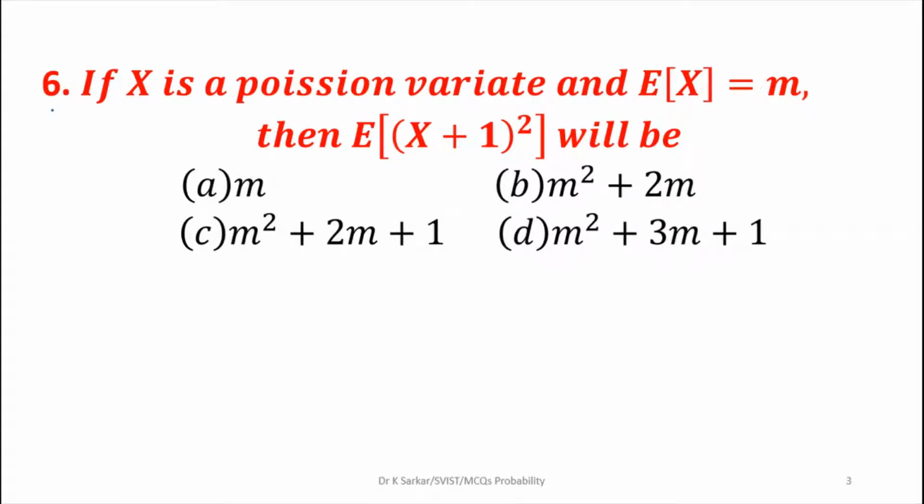Question number 6 is, if x is a Poisson variate and expectation of x is m, then expectation of (x plus 1) whole square will be, there are 4 options. Expectation of (x plus 1) square is expectation of x square plus 2x plus 1.